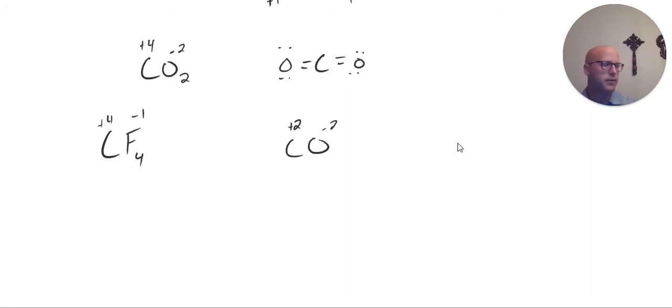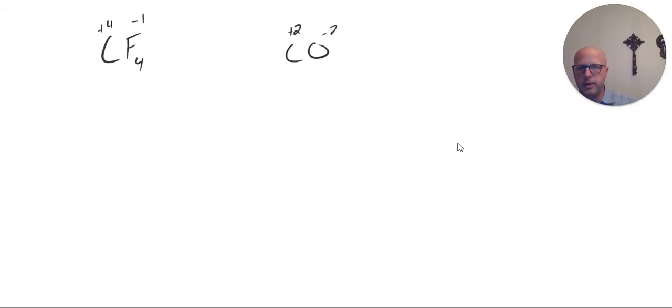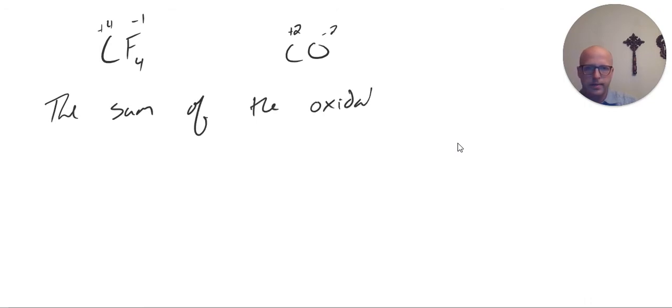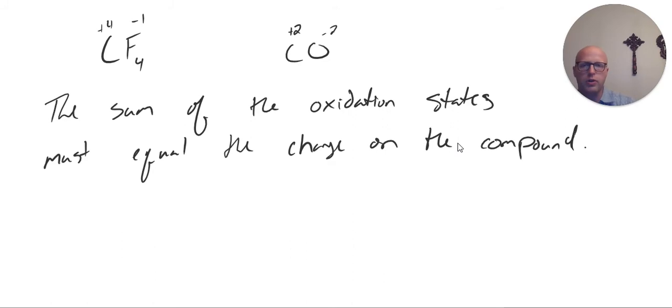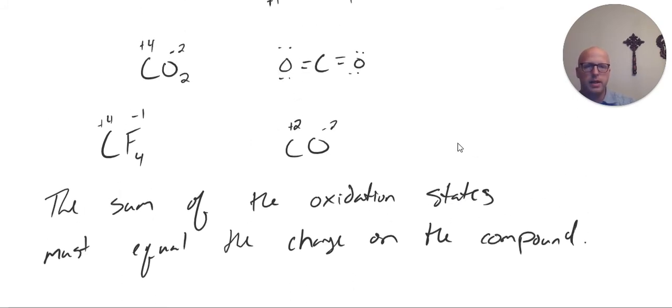So where does something like that differ? Let's write that out. Make sure you write this in your notes. The sum of the oxidation states must equal the charge on the compound or molecule. In this case, for all those ones that we were doing, the overall charge was 0. So the sum of the oxidation states, or oxidation numbers, has to equal 0.